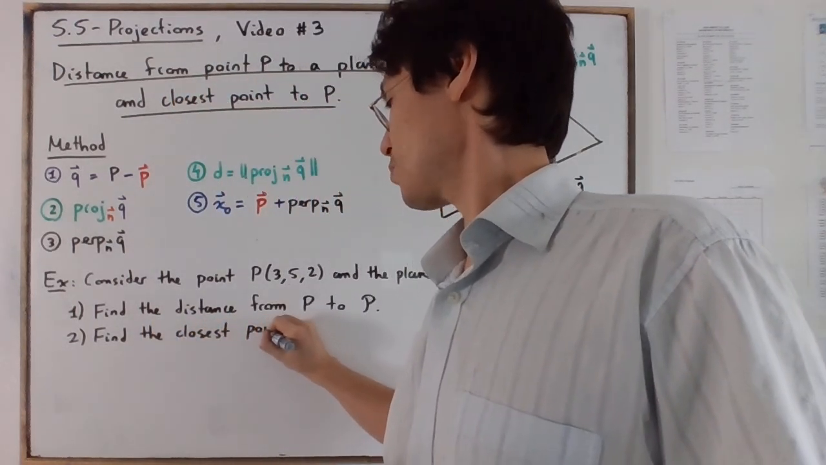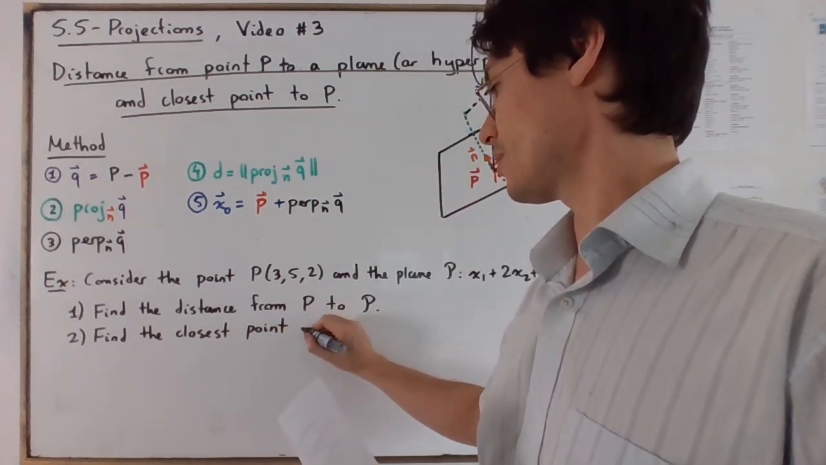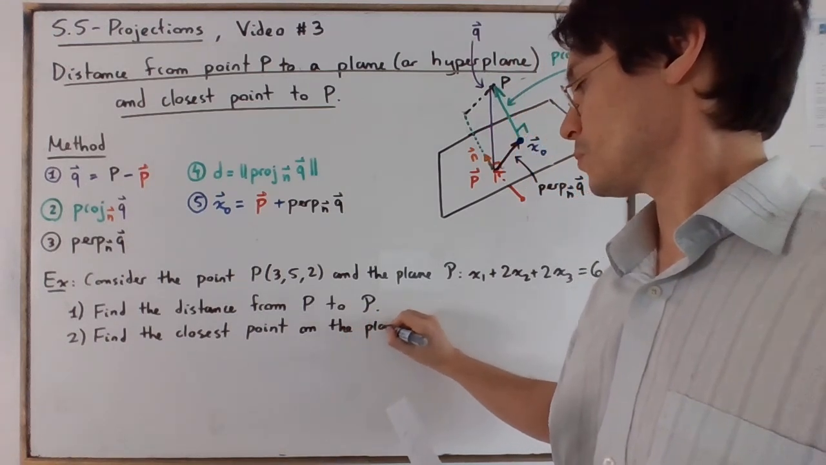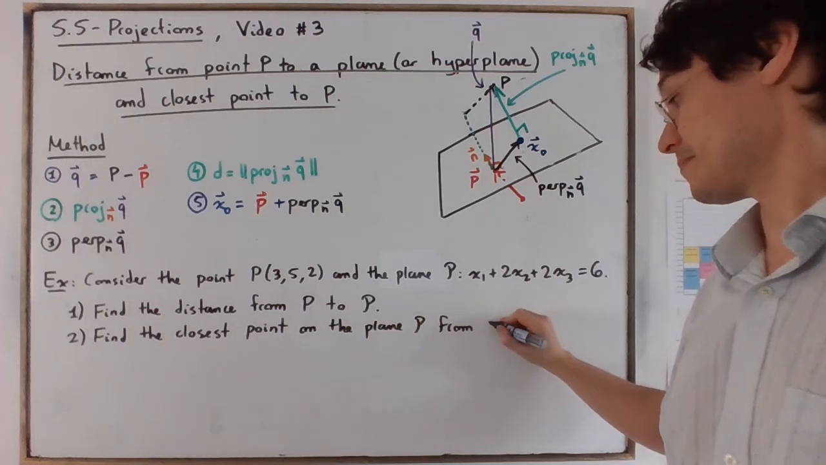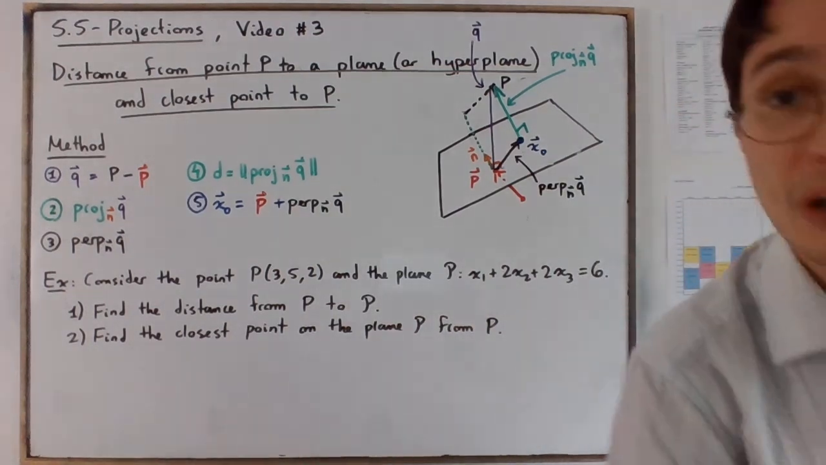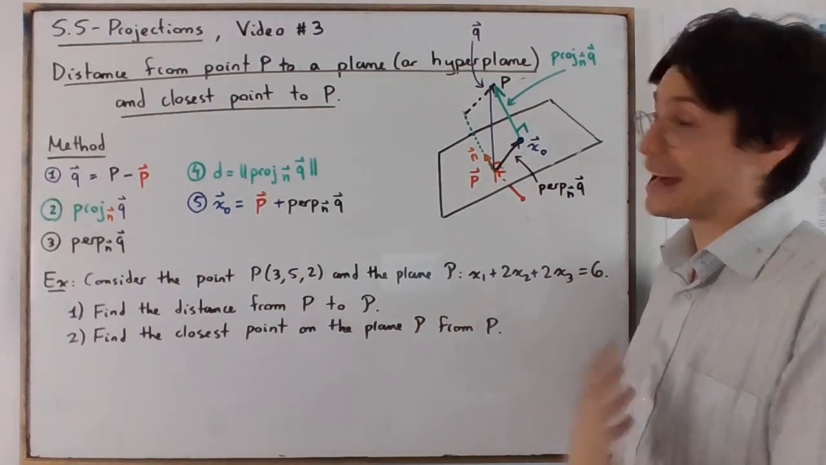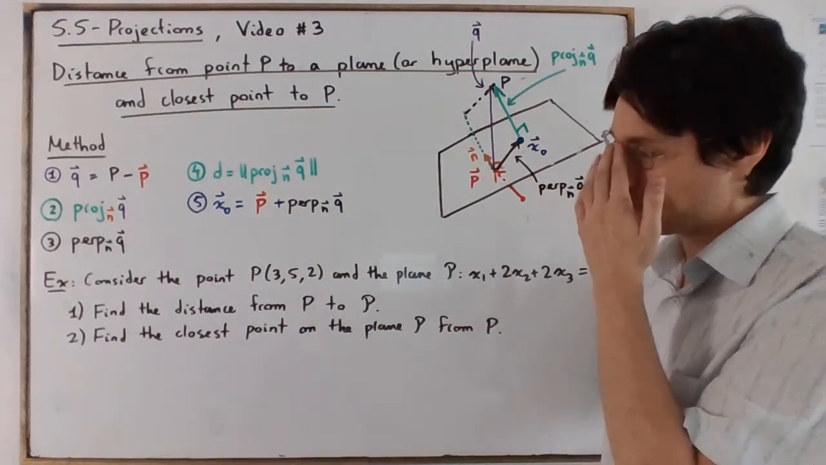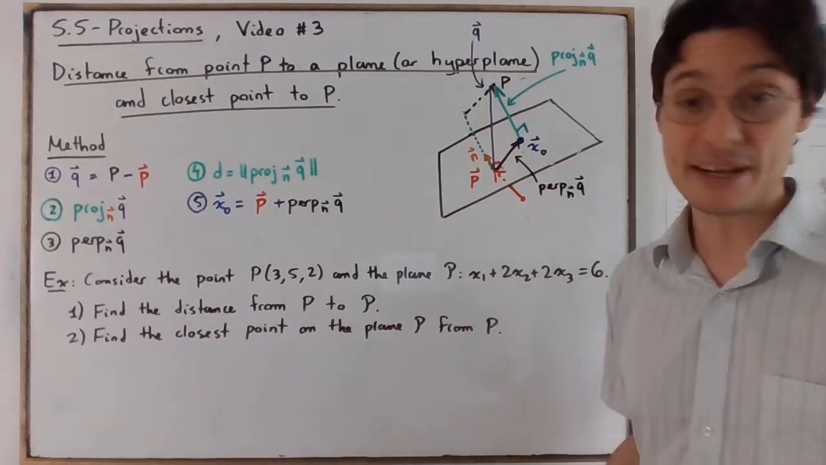The closest point on the plane from the point P. So again, we're going to answer these two questions at once. We're not going to solve entirely one and then entirely two. We're going to do them both at the same time because it follows this method right here.